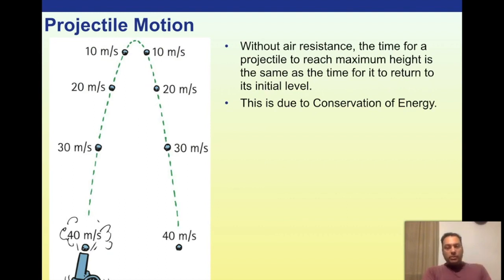All right, so let's talk a little bit about what happens when something is launched pretty much straight up in the air. Without air resistance, the time for a projectile to reach maximum height is the same as the time for it to return to its initial level. In other words, the hang time, the amount of time it takes to go up, is equal to the amount of time it takes to go down when there's no air resistance. And of course, why would we expect this to be so?